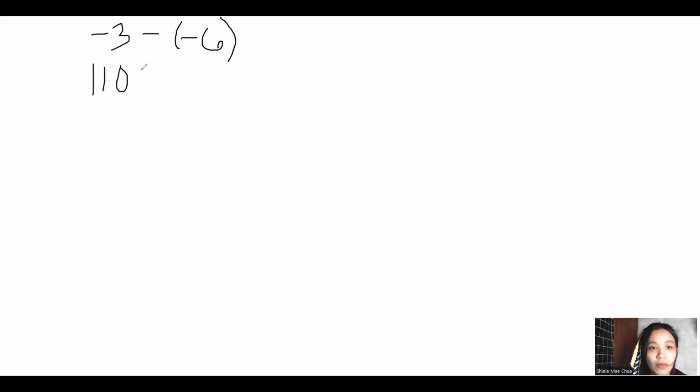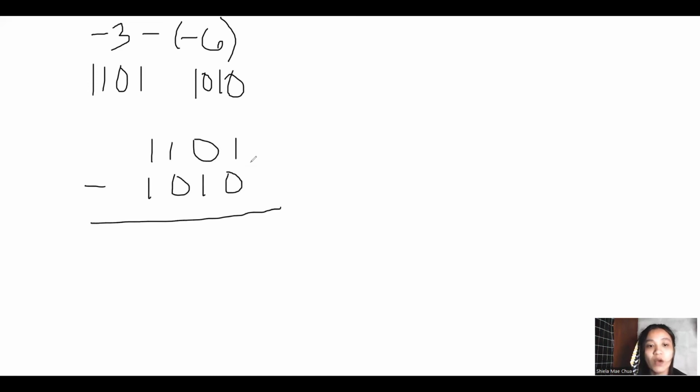Now, let's go with our example number 4. So if we have here a -3 minus -6, -3 is equal to the binary number 1, 1, 0, 1, and -6 is equal to 1, 0, 1, 0. If we perform subtraction here, we will have 1, 1, 0, 1 minus 1, 0, 1, 0. So basically, 1 minus 0 is 1. 0 minus 1 cannot be, so we borrow and it will become 1, 0. 1, 0 minus 1 is 1. 0 minus 0 is 0. And 1 minus 1 is 0.